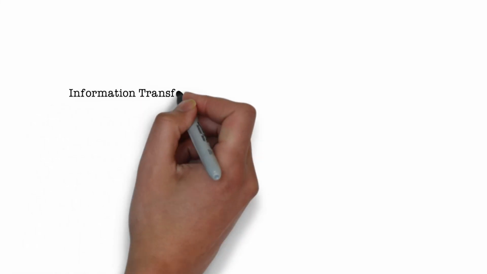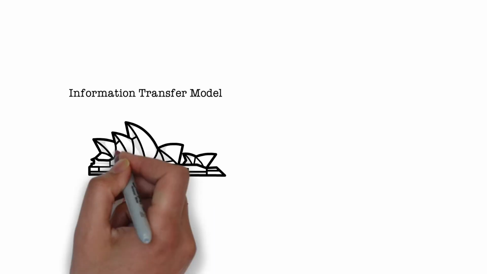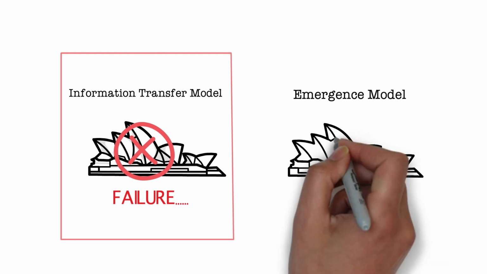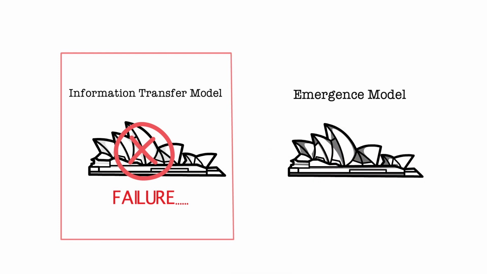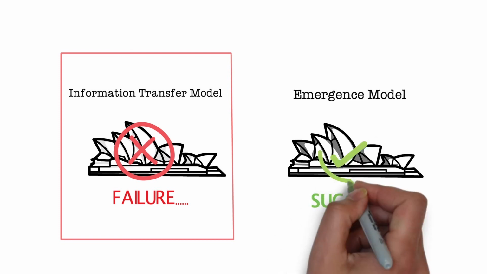The reason I bring that up is because when we look at the information transfer model of communication, we would consider the Sydney Opera House a failure. It was over budget, way behind on schedule, and did it meet the quality? Well, that's kind of subjective. We don't know. But if you look at the emergence model of communication, when understanding occurs between us and emerges out of the communications between folks, we go ahead and consider this a successful program.